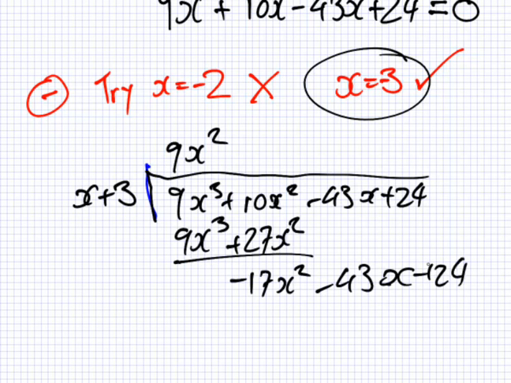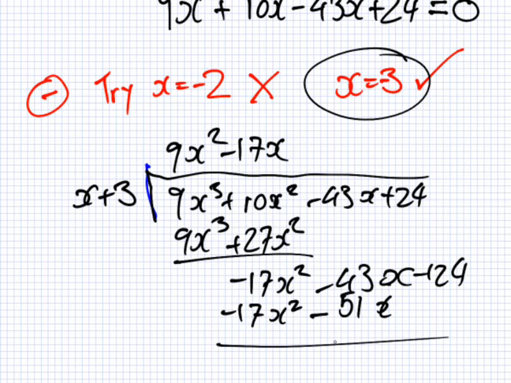So if you try -3, that's a yes. Success. So you know that x + 3 is a factor, since -3 is a root. We might as well mark it in here: -3. Now, how do I find the other two? Well, we just do our long division.